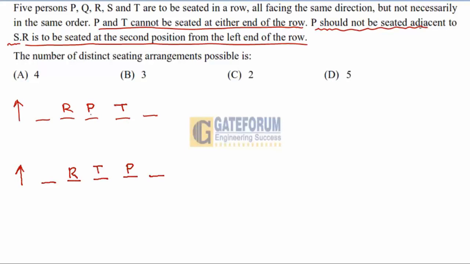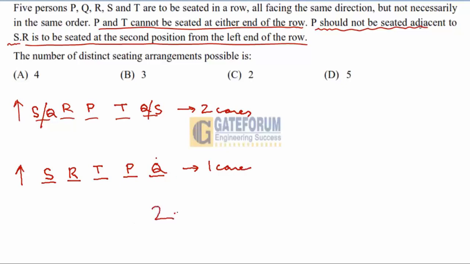But P should not be seated adjacent to S, which is fine. You see, P is adjacent only to R and T, so S is perfectly safe. So either S sits here and hence Q sits here, or else Q sits here and S sits here. So we have two cases. Now in this case, S can definitely not sit here because it is adjacent to P. So only one case can result, this one. So this is one case. There are no other possibilities that can result.